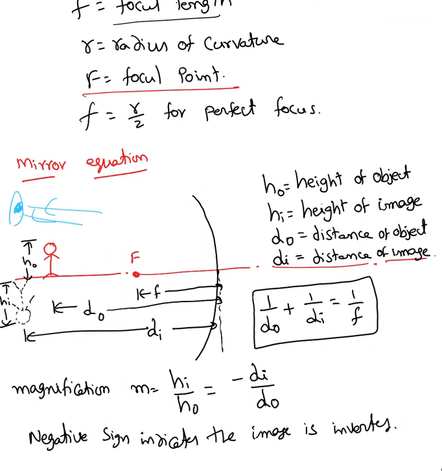Now the magnification is nothing but how big or how small the image is, defined as m equal to hi over h naught, height of the image over height of the object, or minus distance of the image over distance of the object. If I have this magnification factor as a negative number, that indicates the image is inverted. So here in this case you saw the image is inverted. Okay, if I have this magnification factor positive, that means the image is upright.